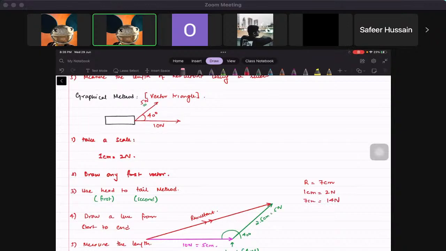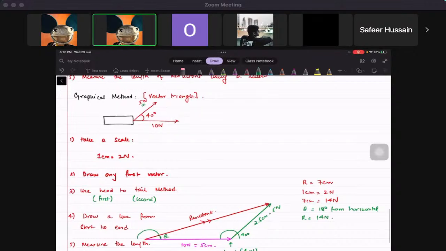And similarly, you put your protractor right here, you measure this angle, and then you say, okay, this angle is 18 degrees from horizontal. So that would give you the resultant and its value. Is it clear? Yes, sir.